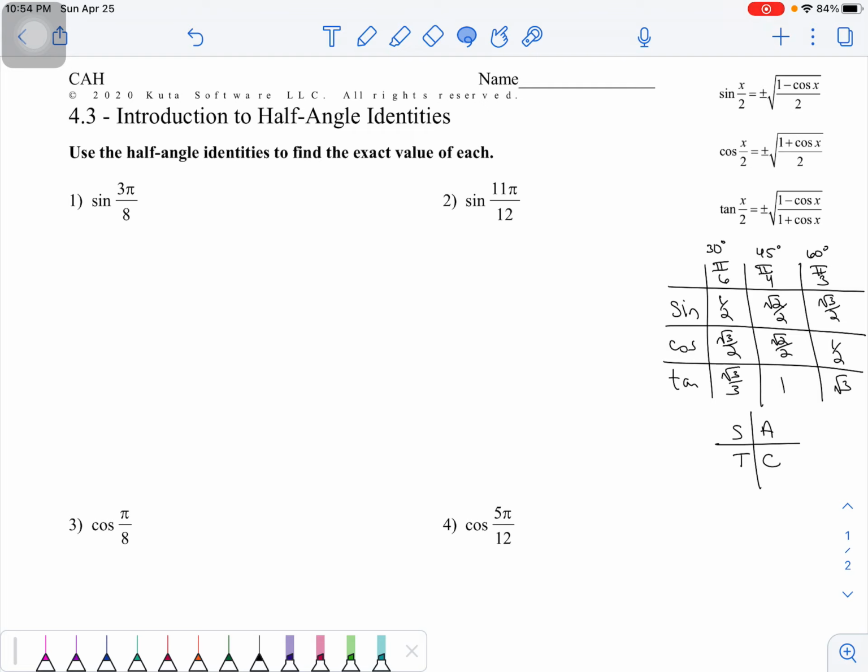Now, there's a couple of things. I'm going to break this video up into 3 different videos. We're going to do sine. We'll do a video on cosine. We'll do a video on tangent.